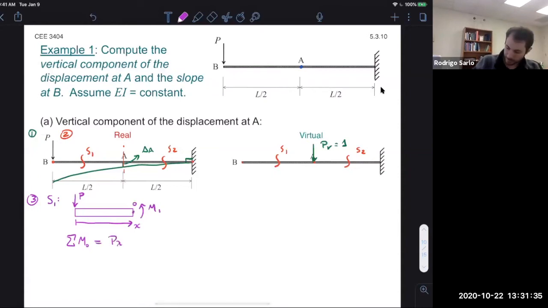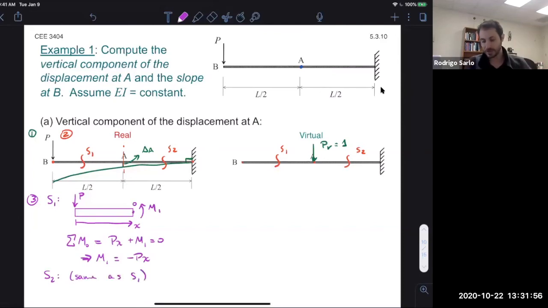I get Px plus M1 equal to 0. Thus, M1 equal to negative Px. Okay. For section 2, because there's not actually a discontinuity here in the real system, it's the same as section 1, right? So the drawing wouldn't change. So my equation stays the same. Okay. Still important to split it though, because we need to match the integrals for the real and the virtual system together. All right.